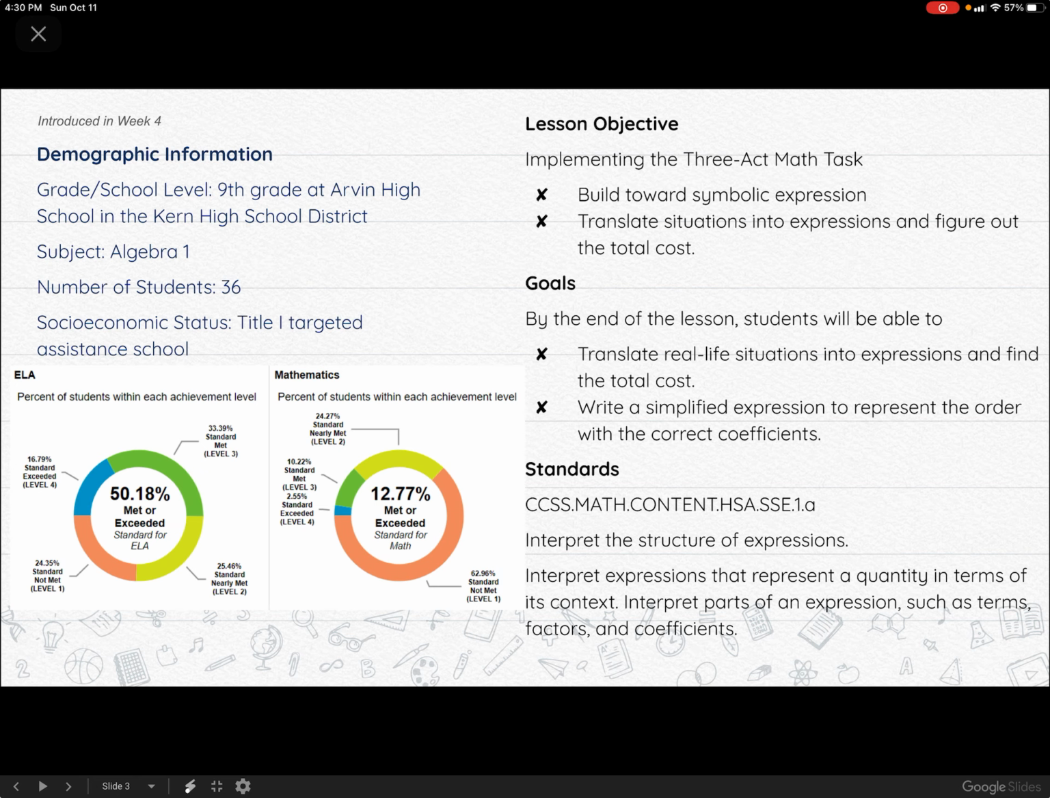The standard used for this is standard A-SSE 1a. This is interpret structure of expressions. Interpret expressions that represent a quantity in terms of its context. Interpret parts of an expression such as terms, factors, and coefficients.